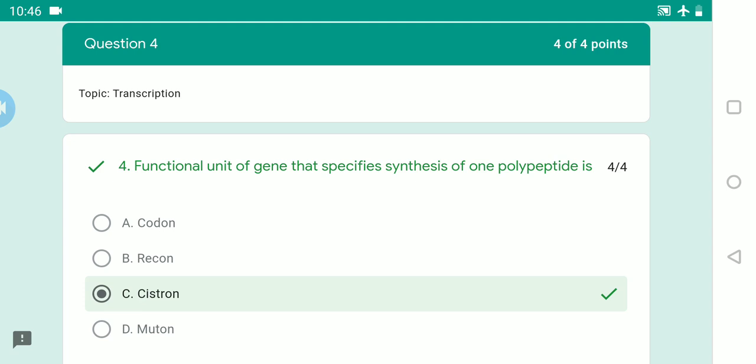You know the meaning of codon: triplets, that is a combination of nitrogen bases in 3, like ATG, whatever it may be. Then recon is the functional unit of recombination. Then muton is responsible for mutation. But here, a functional unit of gene that specifies the synthesis of one polypeptide is called cistron.